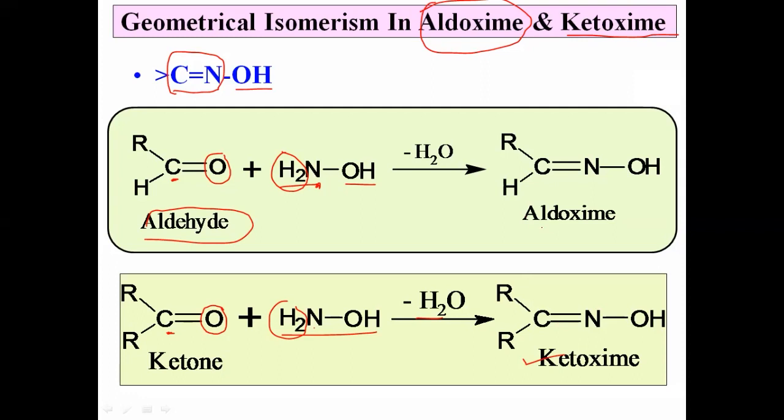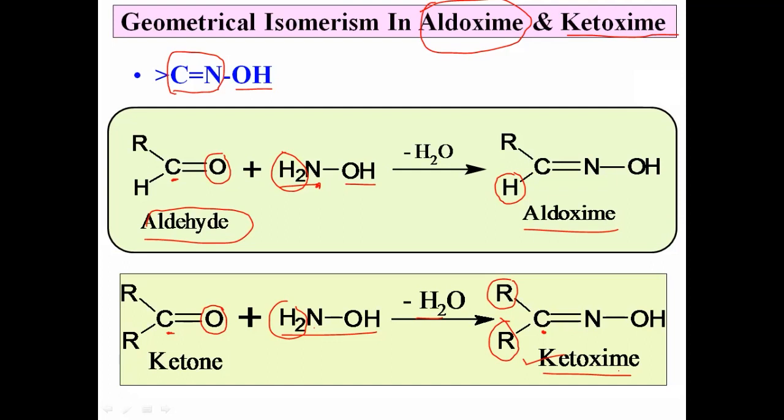Suppose an oxime is prepared by using an aldehyde, then it is called aldoxime. Suppose it is prepared by using a ketone, then it is called ketoxime. In aldoxime, the double bonded carbon should be attached to at least one hydrogen, then it is aldoxime. While in ketoxime, the double bonded carbon is attached from both sides by carbon. Okay, this is just about the aldoxime and ketoxime.